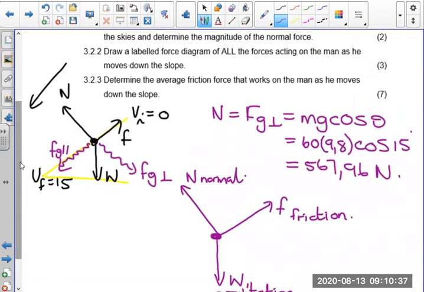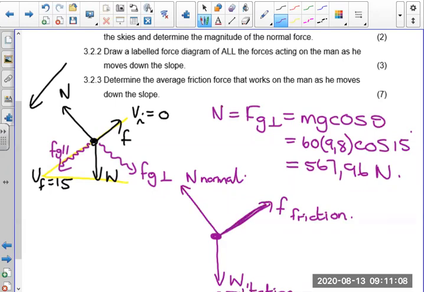So that one must count 3 marks. Can you see? If they ask you to draw a labeled free body diagram or forces diagram, if it counts 3, it's 3 forces that you have to show. If it counts 5, it's 5 forces. So remember, look at the marks allocated for that question, and then you will be able to do that. Okay. The next question is to determine the average friction force that works on the man as he moves down the slope. So now they want us to work out this friction force.